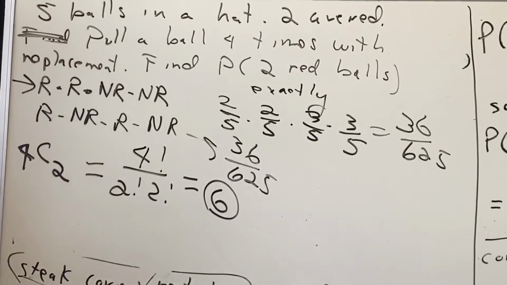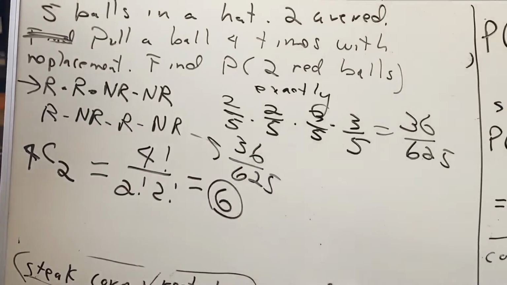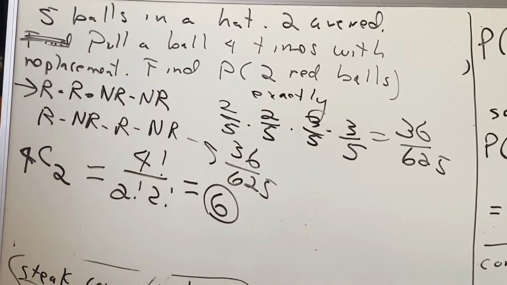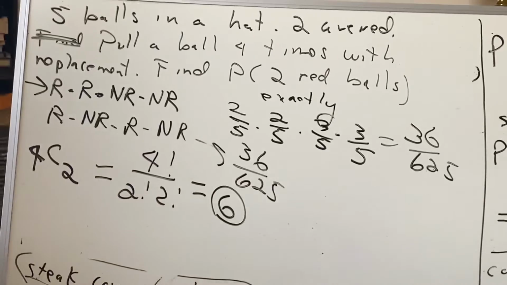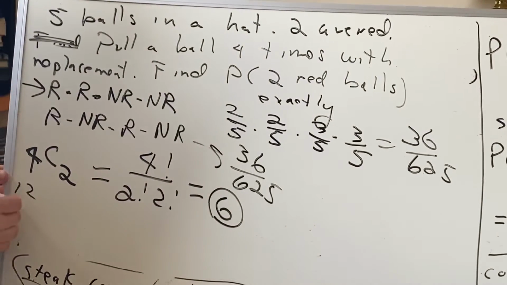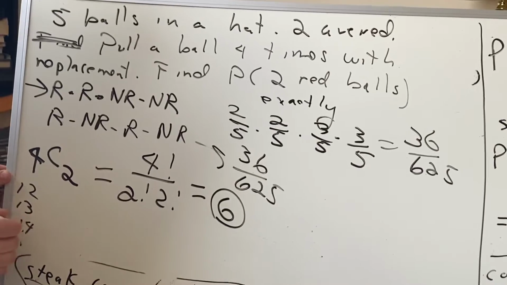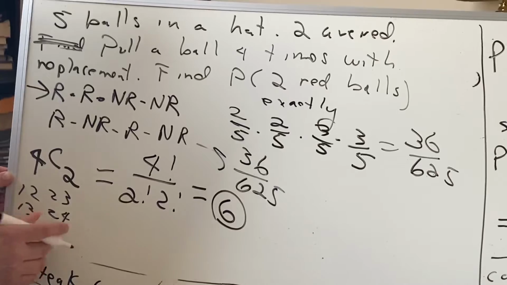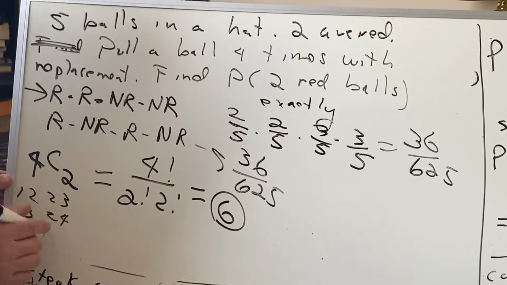Four numbers in a hat, 1, 2, 3, 4. And you're going to take any two of those numbers. How many different ways can we take any two of those numbers? Well, you could take a 1 and a 2. You could take a 1 and a 3. You could take a 1 and a 4. You could take a 2 and a 3. You could take a 2 and a 4. You can take a 3 and a 4.